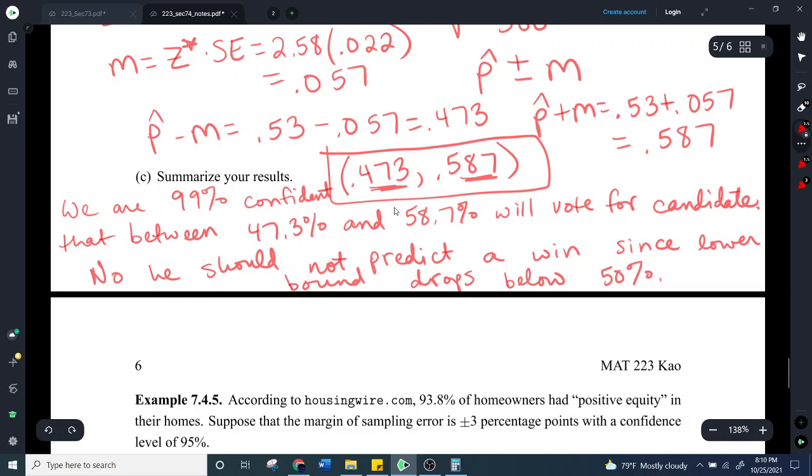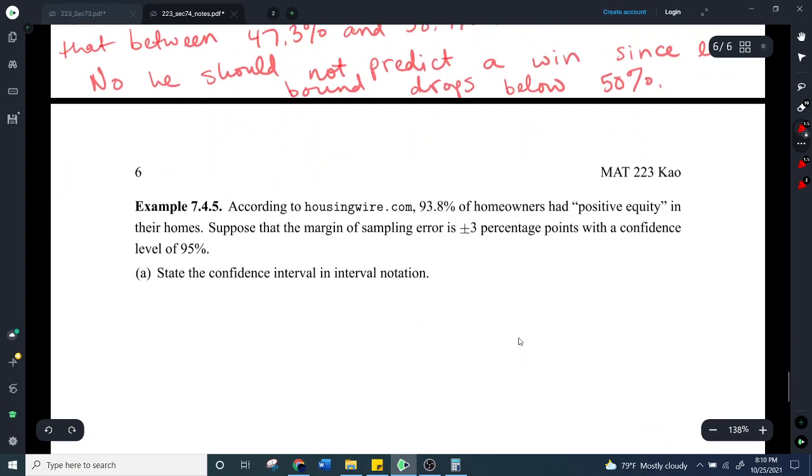It's just as likely that it could be below 50% as it could, well, maybe not, I shouldn't say that, but there is a good chance that it could be below 50% as well as above 50%. So I don't think he can decide that based on this interval. If the entire interval had been above 50%, then I would say, yeah, he can make that prediction that his candidate's going to win, but that wasn't the case here.